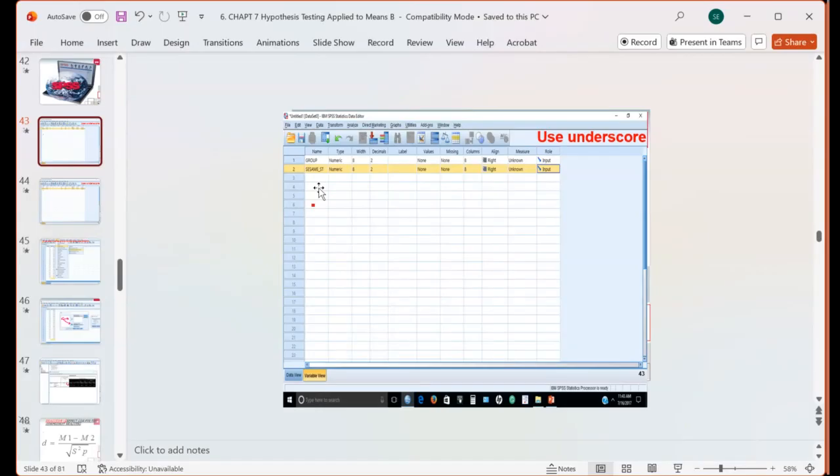Since Sesame Street is two words, again, I used an underscore. You're not supposed to put a space between the words. So either no space or use an underscore between the words, like I did. With that in mind, you click at the bottom left where it says Data View, and you type in all that data that I showed you.